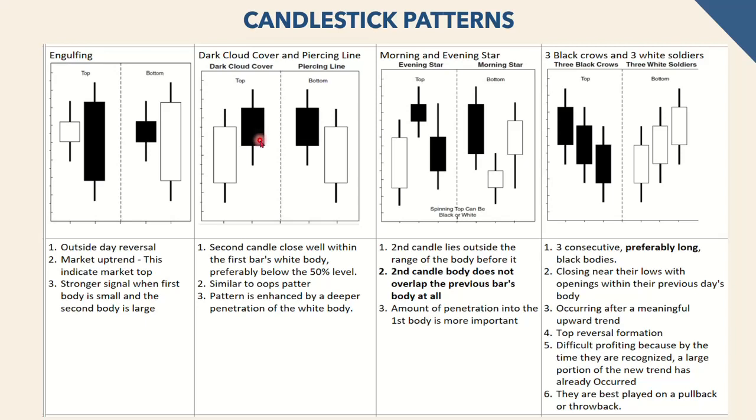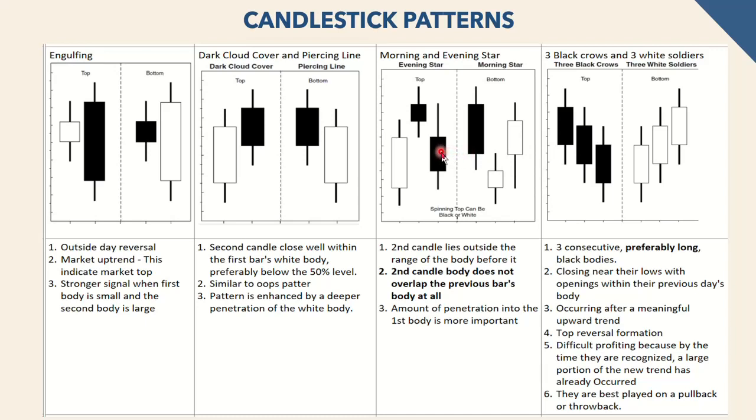In the top formation, if the black body has deeper penetration, the pattern is enhanced. In the bottom formation, the white candle penetrates deep into the black body. Morning and evening star, these are three candle formations. The body of the star lies completely below the body of the previous candle, or above the body of the previous candle. The pattern is then confirmed if on the third bar, a white bodied candle closes well within the range of the first candle. In the bottom, it will be a white body. In the top, it will be a black body.